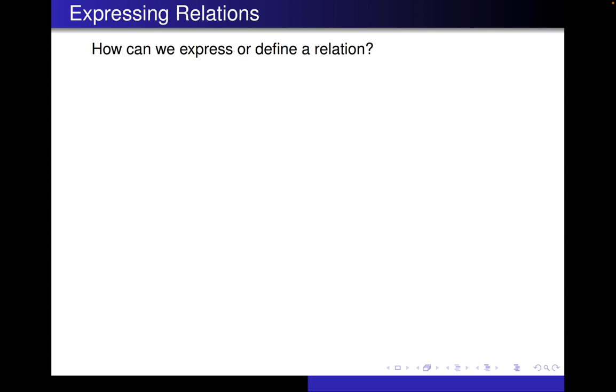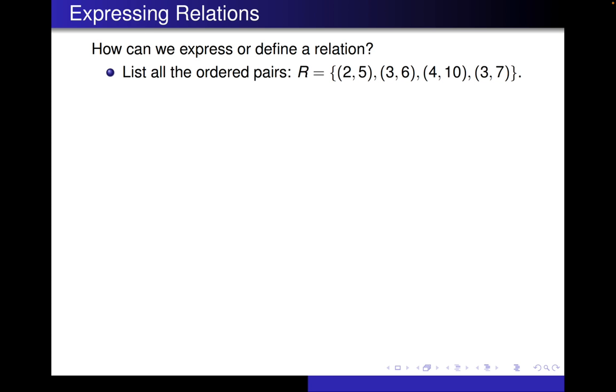So, what are some different ways that we can express or define a relation? Well, in a lot of the same ways that we used to express functions. We could do things like listing all the ordered pairs. So if you had a relation that just had 4 ordered pairs, for instance, like we have here, we could just literally list those ordered pairs.